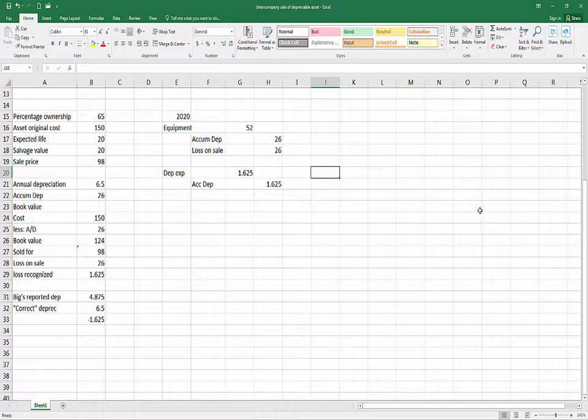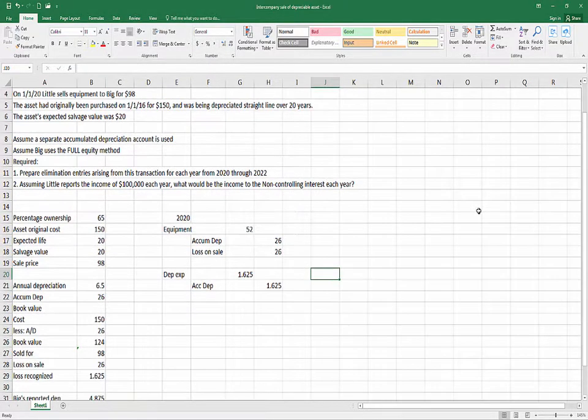The income to the non-controlling interest, this was an upstream sale, so the non-controlling interest is going to be relevant. They're going to get 35% of Little's adjusted earnings. We start with reported earnings, as always, and we say, okay, this first thing, we put a credit on the income statement for $26. That increases the earnings, right? We're taking away that loss, which increases the income. At the same time, we're also adding $0.625 to the depreciation expense. That's going to reduce earnings. So the income to the non-controlling interest, in this example, $35,008.50.